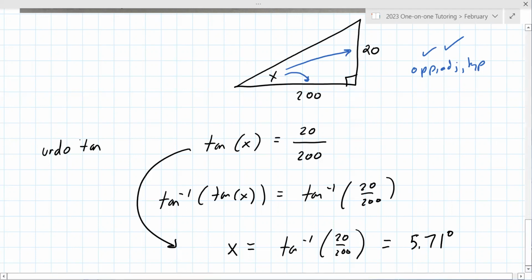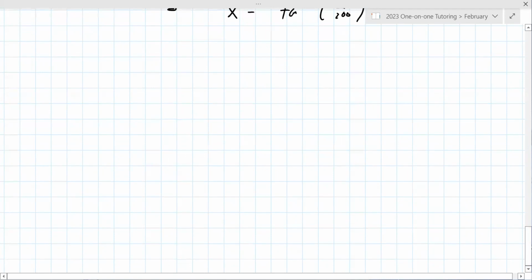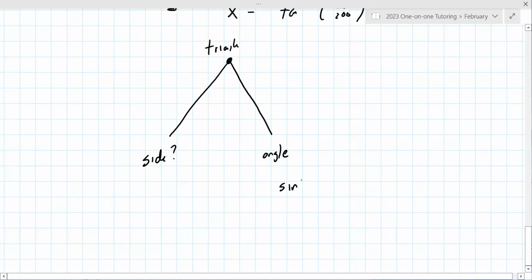Cool. So there's kind of this important fork that you might want to think about when you're working on these triangle problems. And the fork is, am I solving for a side or am I solving for an angle? In the last problem, we were solving for an angle and you used the inverse ones. When you're solving for a side, you're going to use the sine, the cosine, and the tangent as is.